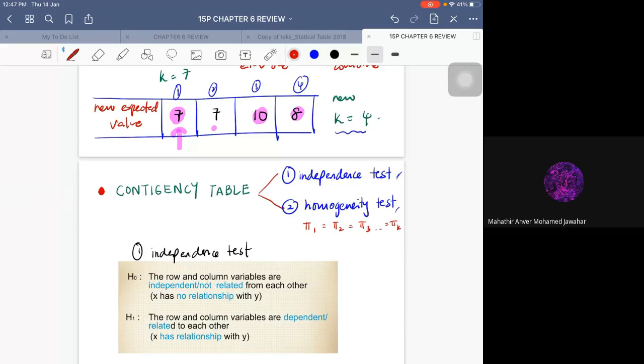It will be the same as the goodness of fit. In terms of the calculation, it is going to be exactly the same. So even if you're not sure whether this is an independence test or homogeneity, your calculation is still going to be the same. But you might get it wrong only for the hypothesis.